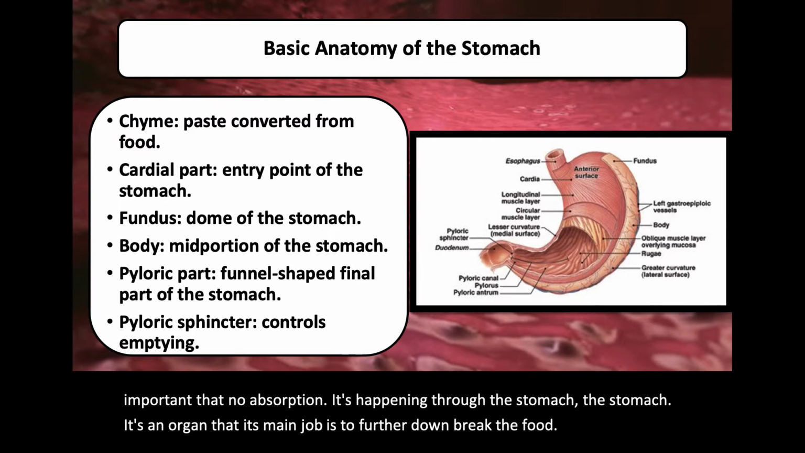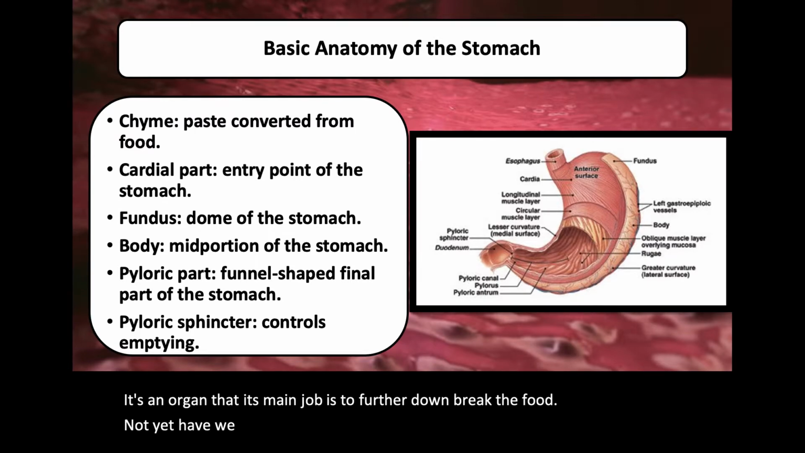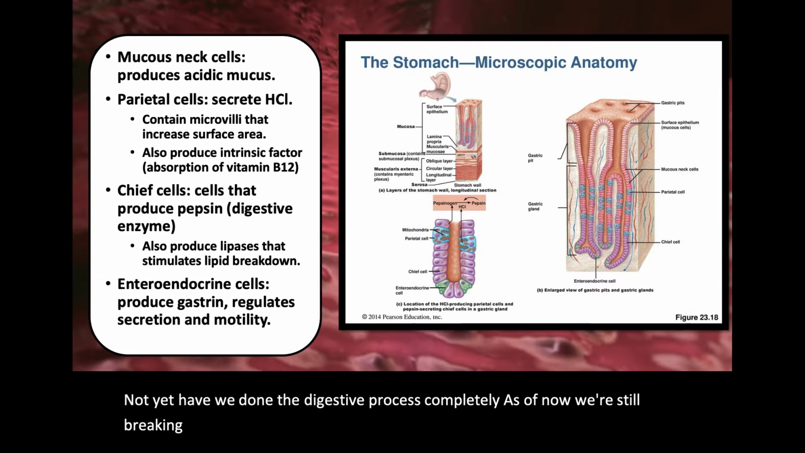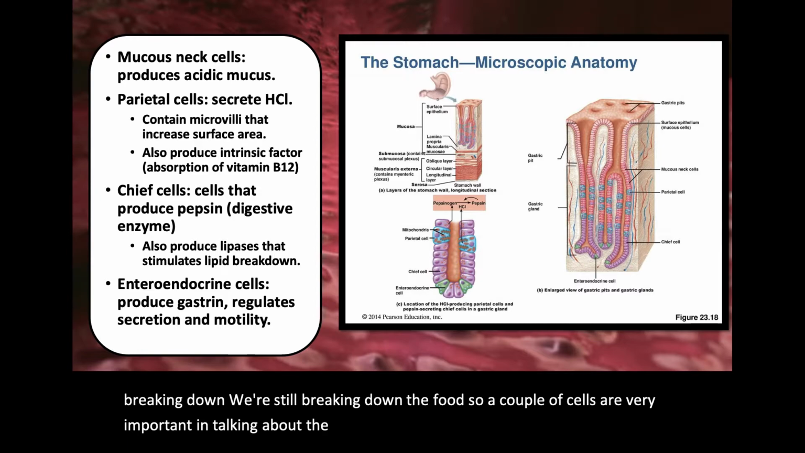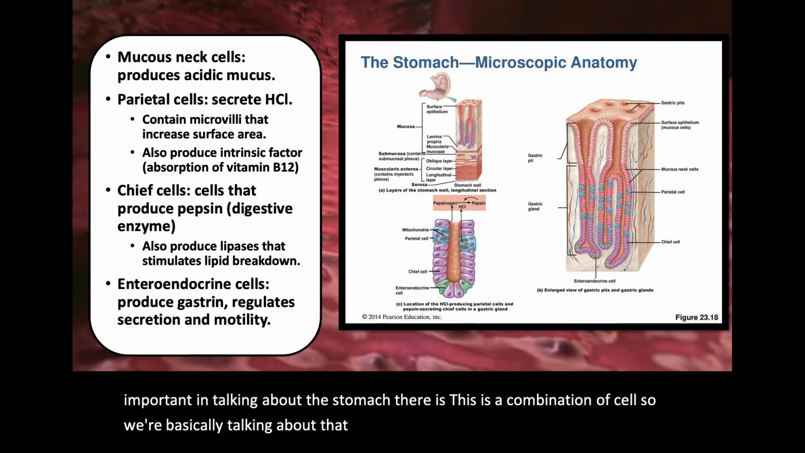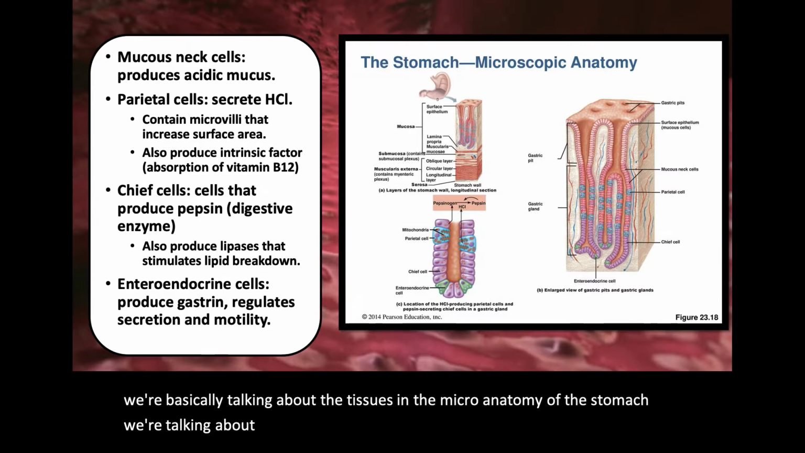We have not yet completed the digestive process. As of now, we're still breaking down the food. So a couple of cells are very important in talking about the stomach. This is a combination of cells, so we're basically talking about the tissues. In the microanatomy of the stomach, we're talking about the tissues that make up the stomach.